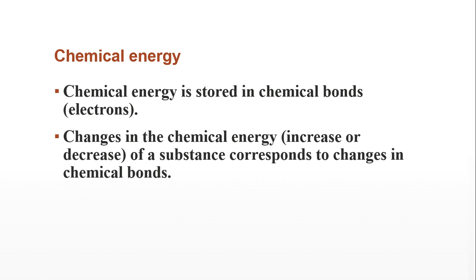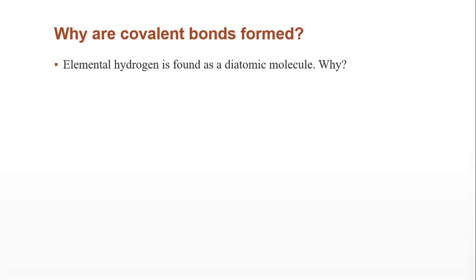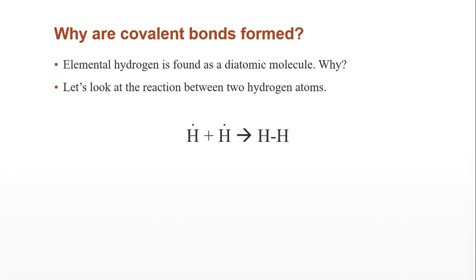So the changes in chemical energy, which can be increases or decreases of a substance, correspond to changes in the chemical bonds. So change in chemical energy equals change in chemical bonds. All right. This also explains a little bit why covalent bonds are formed, and why some elements are found as diatomic molecules. So, for example, let's look at elemental hydrogen. It's found as a diatomic molecule. And the explanation for this is the reaction between hydrogen atoms.